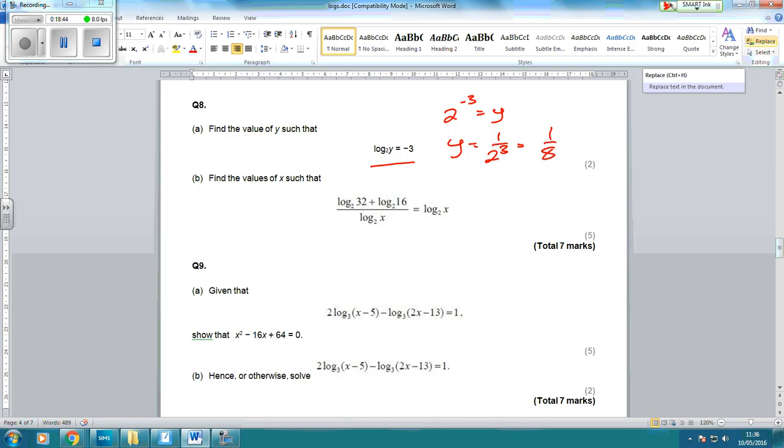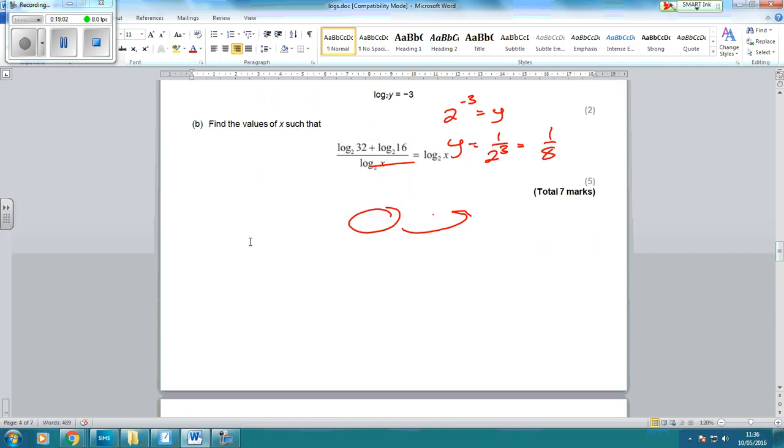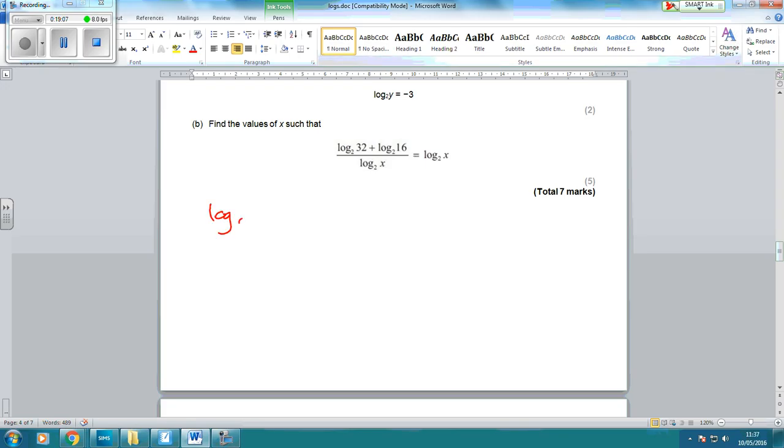The next question, I think, is pretty tricky actually. What we're going to do is bring this up to here. But you've got log to the base 2 of x times log to the base 2 of x. So let's get some room to do this question. If we bring that up, that's going to be log to the base 2 of 32 plus log to the base 2 of 16 equals log to the base 2 of x squared.